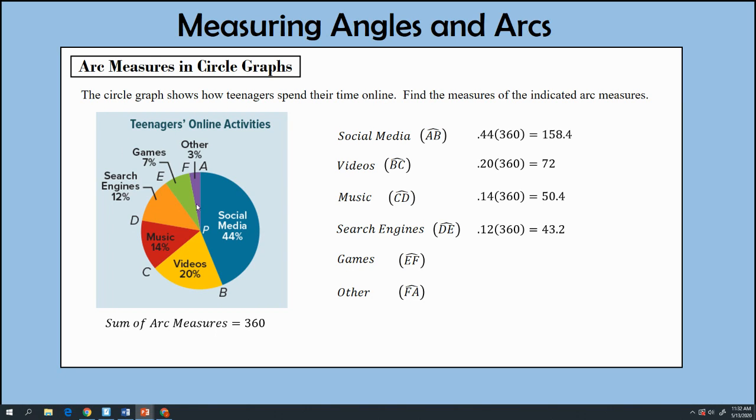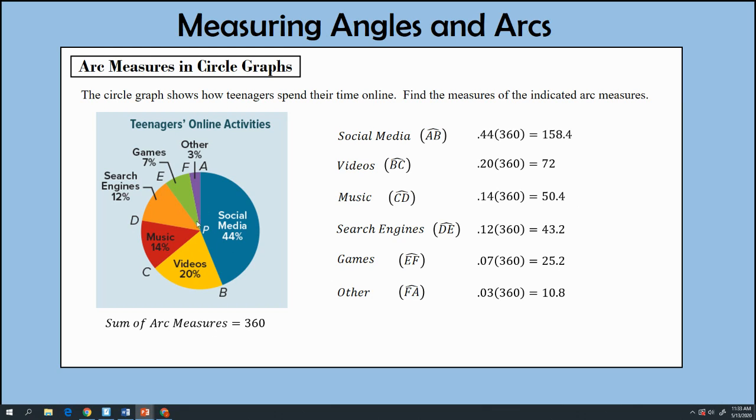Games represents 7%. Careful here when you move the decimal two to the left, make sure you go two to the left. One gets you past the 7. A second movement, we have to add a 0. So this is going to be 0.07 times 360, which gives us 25.2 degrees. So this central angle EPF is 25.2 degrees. Arc EF is 25.2 degrees. And the last is other. That's 0.03 times 360, which is 10.8. So that means this angle FPA needs to be 10.8 degrees, which makes arc FA 10.8 degrees.